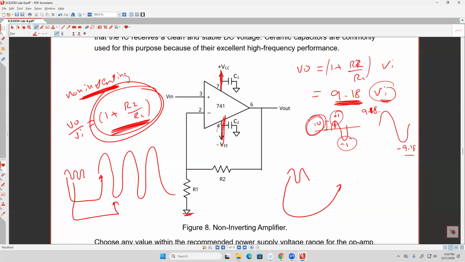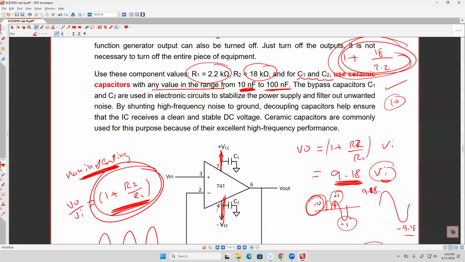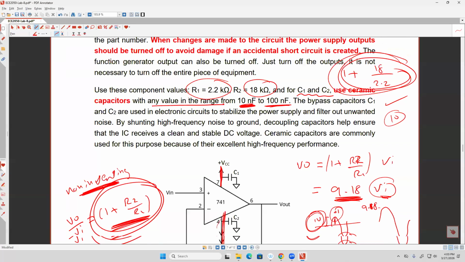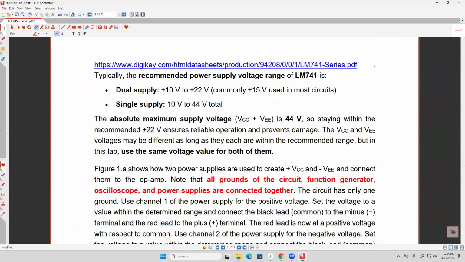When it is saturated, that means the output is not going to be purely sinusoidal anymore. The output will be clipped. So that's also one thing you need to see. It should be clipped here, because it cannot produce a voltage that is greater than the bias voltage. So I give you R1, I give you R2, I give you the value of the capacitor. For the bias voltage, who is going to tell you how much bias voltage you can put here? Very simple, you need to go to the data sheet. The data sheet should tell you.